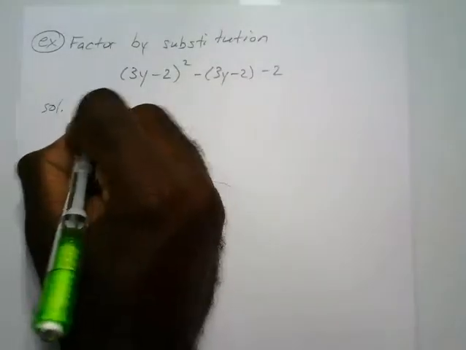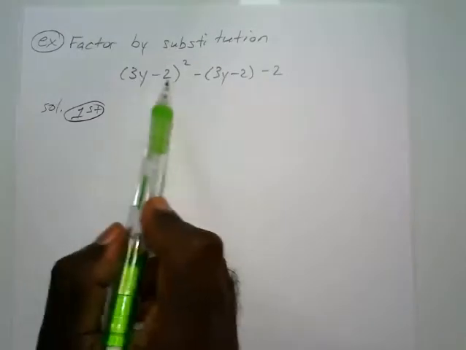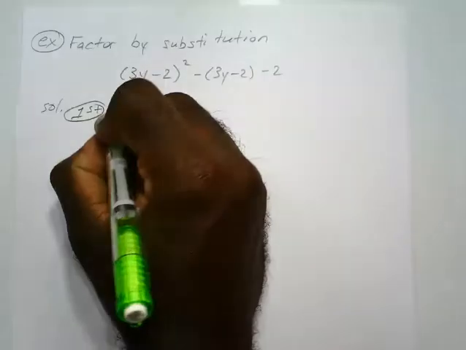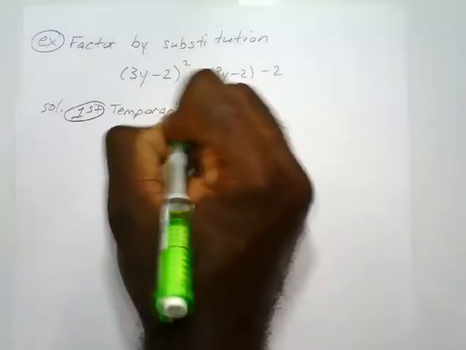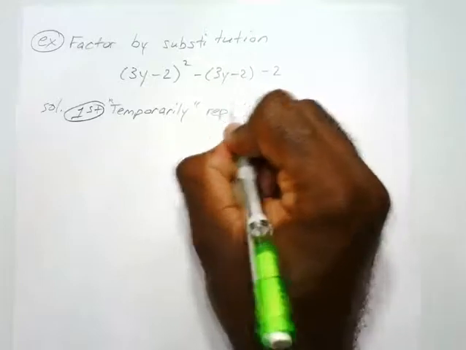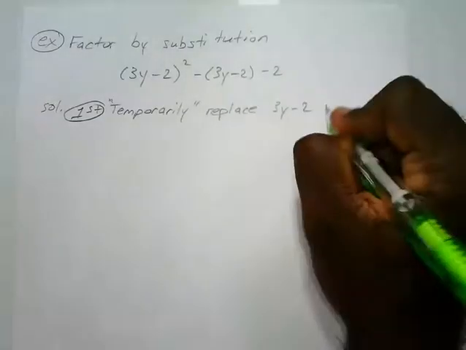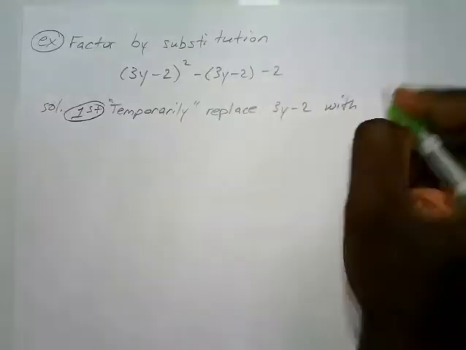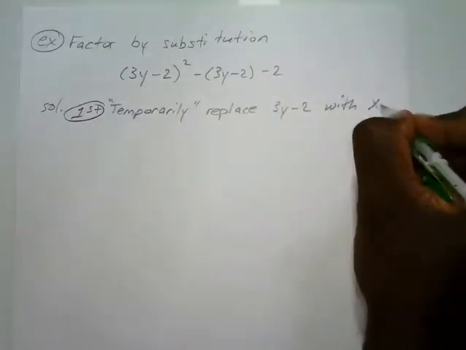First, we're going to temporarily replace 3y minus 2 with a variable. That's the key word, temporarily. Replace 3y minus 2 with, and I'll pick x. Like I said, you can pick x, you can pick m, you can pick any variable you like.